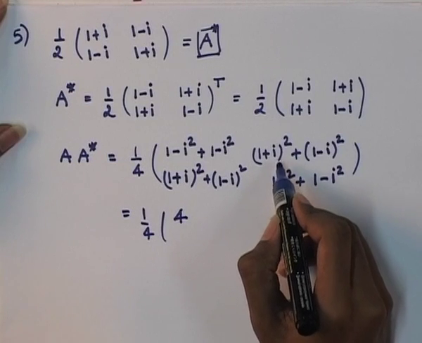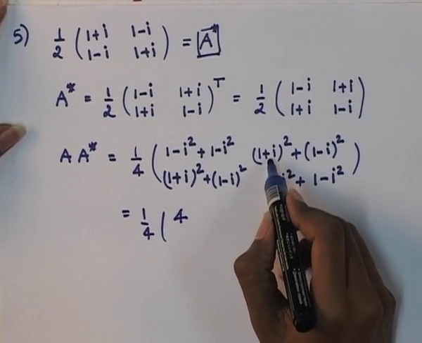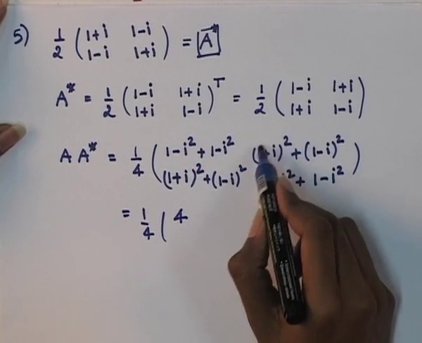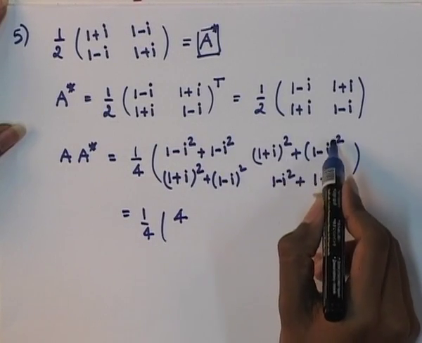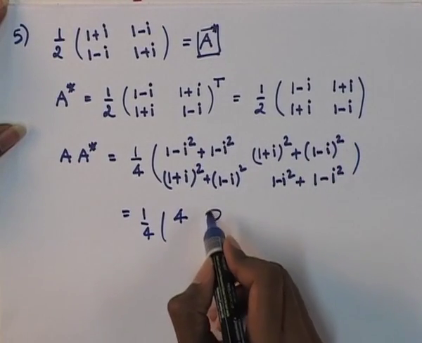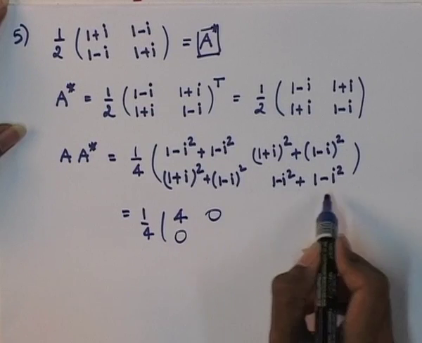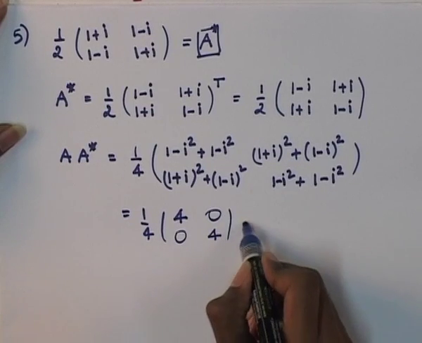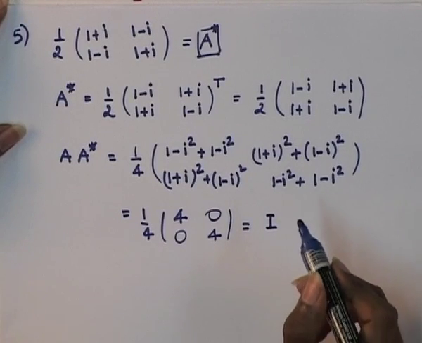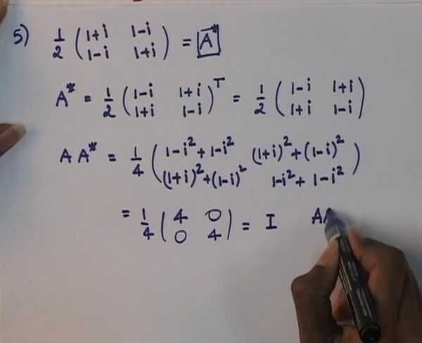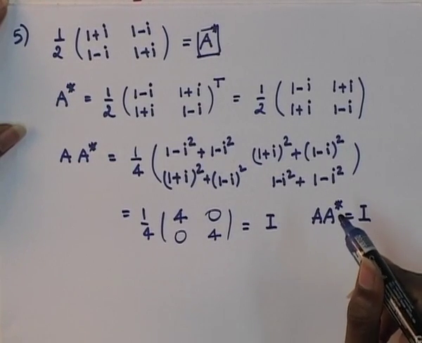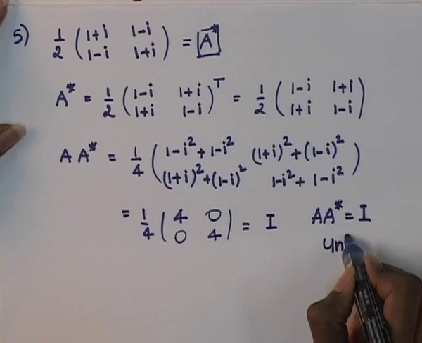is 1 plus I square plus 2I. 1 plus I square is identical to 0. So we obtain 2I from this term, and similarly we obtain minus 2I from this term. They both get cancelled and we obtain 0. Similarly, this term equals 0 and this term equals 4. So we obtain the identity matrix. And now we see that A into A star is I. So the given matrix is unitary.